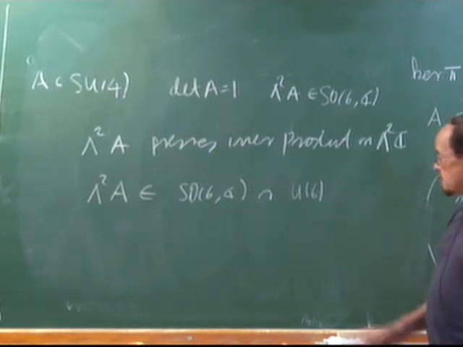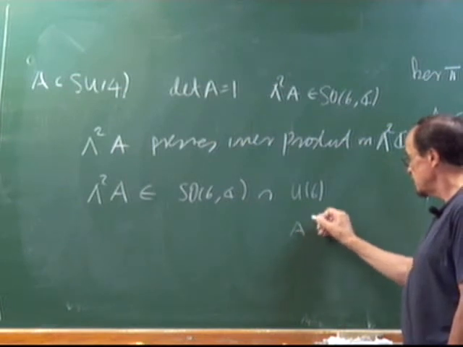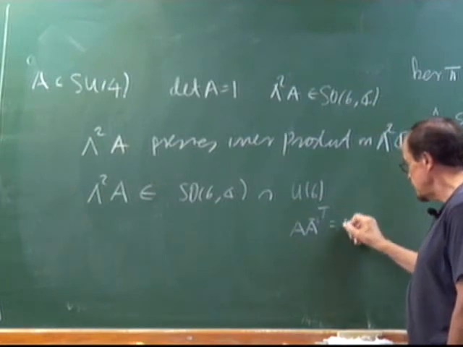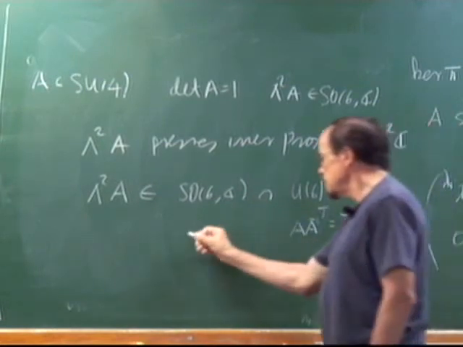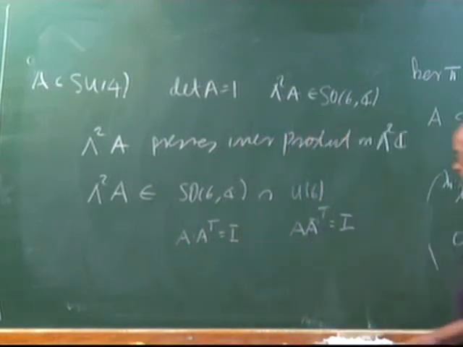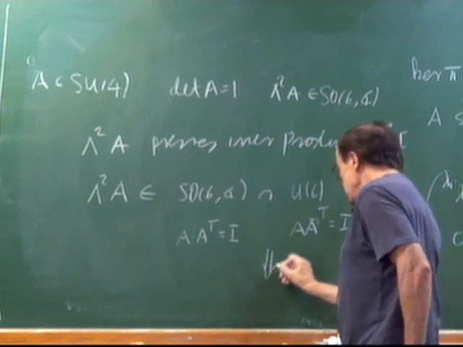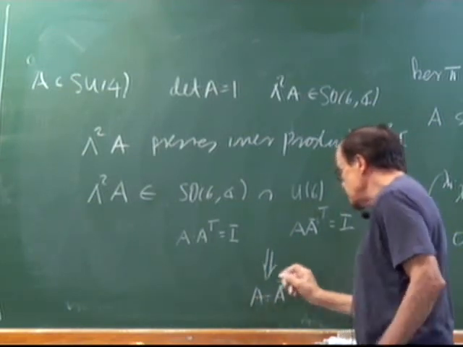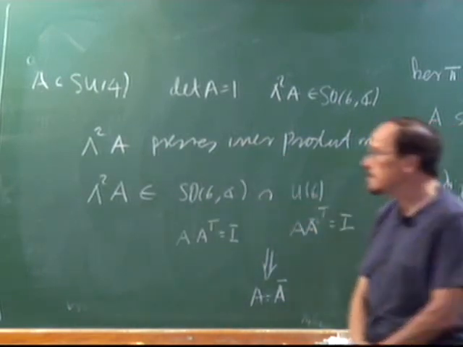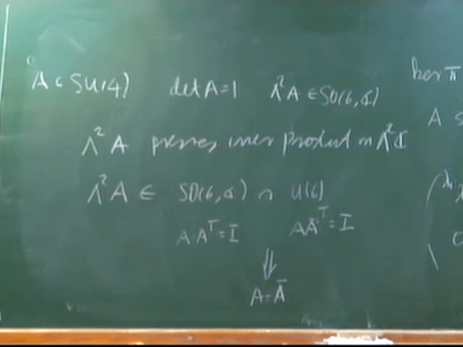So let's think of this in matrix form. What does this mean? A times A bar transpose is identity. SO6C is A times A transpose identity. It was not skew Hermitian, the inner product was just skew symmetric. So this, of course, together implies that A is equal to A bar. So the matrix is real. So the real matrix in SO6C lies in SO6R. Okay, since the kernel here is Z2, the kernel here is Z2, again, they're the same dimension, it's a covering.